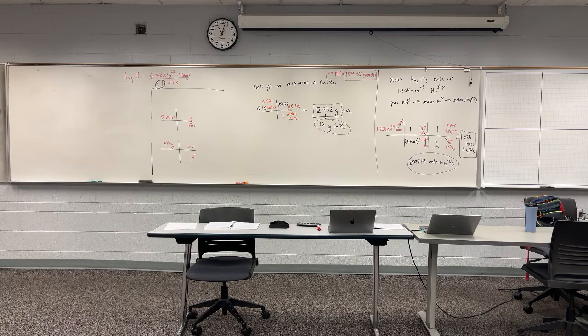Oxide is O2 minus. So you have 3 oxides. There's a certain amount of iron in Fe2O3. That's 3 atoms, 3 ions of O.